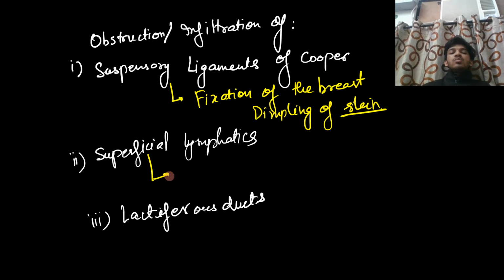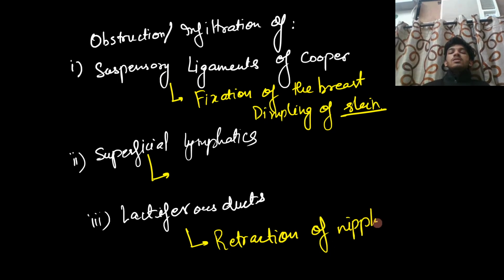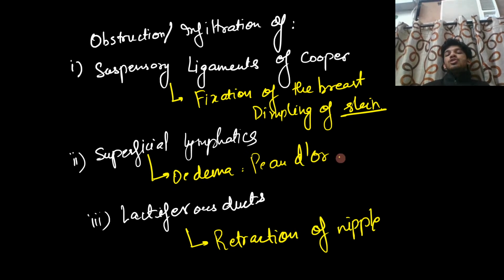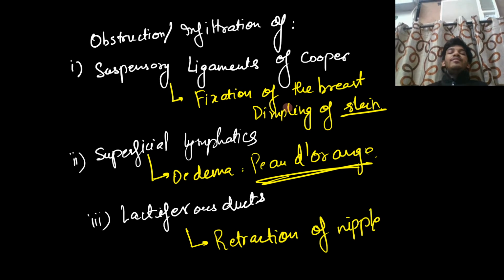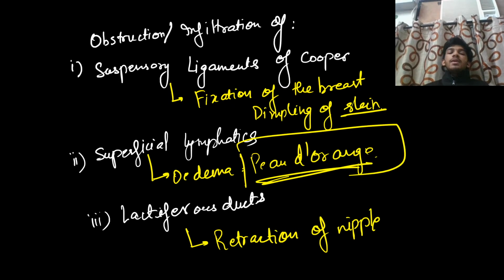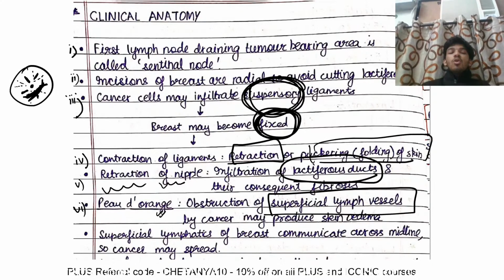Obstruction of superficial lymphatics, what will it cause? Obstruction of lactiferous ducts, what will it cause? Obstruction of lactiferous ducts will cause retraction of the nipple. And obstruction of superficial lymphatics will cause edema called peau d'orange. You can pronounce it in a different way if you want, but it's a French word. It basically means orange-like appearance.